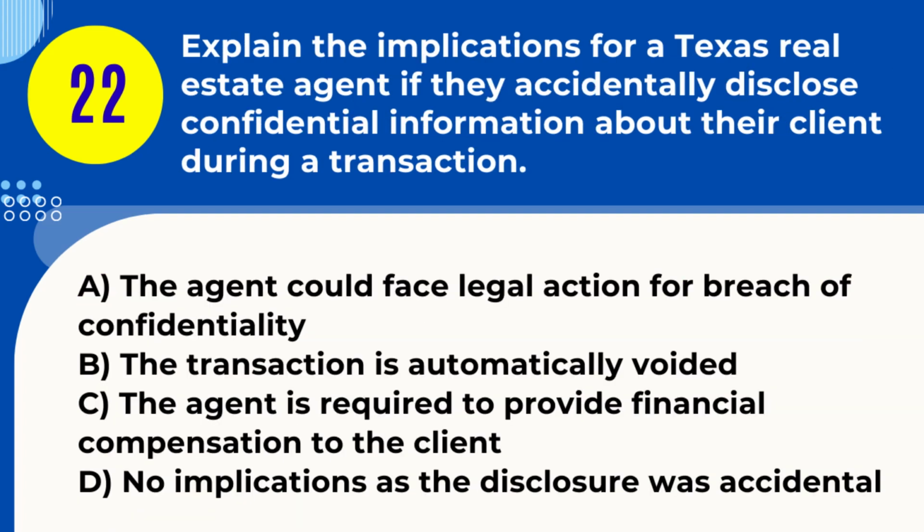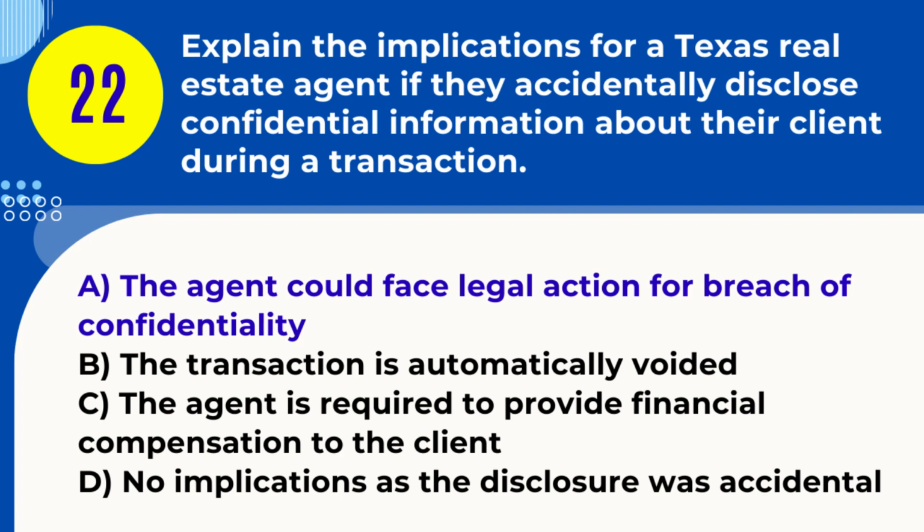Question 22. Explain the implications for a Texas real estate agent if they accidentally disclose confidential information about their client during a transaction. A. The agent could face legal action for breach of confidentiality. B. The transaction is automatically voided. C. The agent is required to provide financial compensation to the client. D. No implications as the disclosure was accidental. Answer. A. The agent could face legal action for breach of confidentiality.